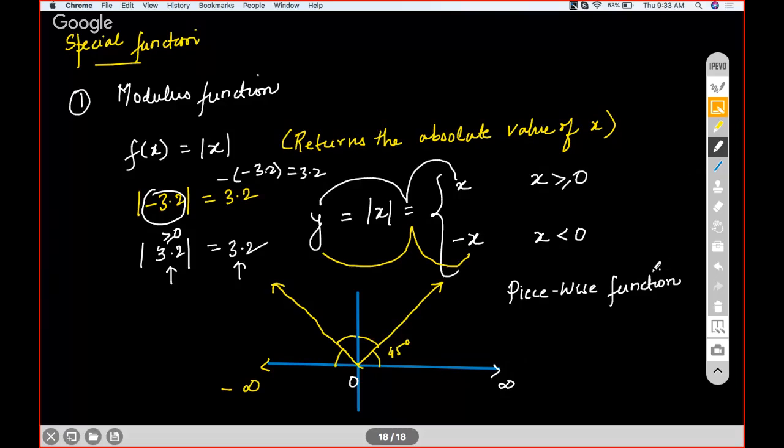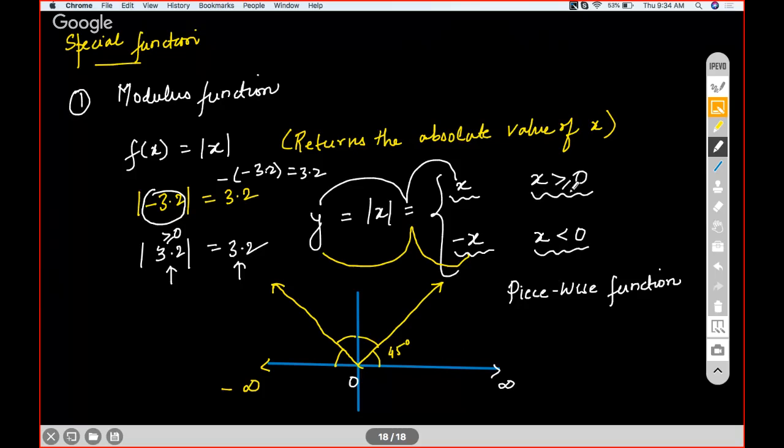What is a piecewise function? A piecewise function is a function which is defined in pieces. Most of the functions that human beings themselves are piecewise functions. We behave differently in different situations. So it's like this is the situation and this is how it will behave.